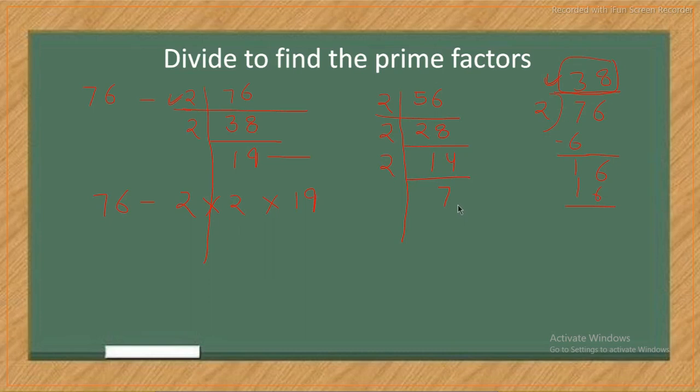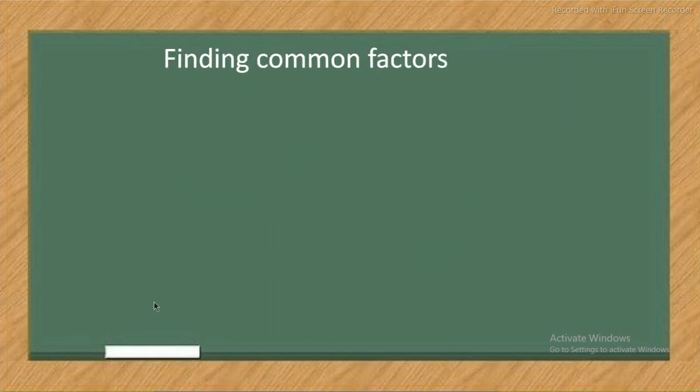Now stop the process. We have to stop the process when we get a prime number. So the prime factors of 56 are 2 multiply by 2 multiply by 2 multiply by 7. In this way you can find prime factors of any number. So I hope you understand this process. Try to take more examples and practice as much as you can, and you can learn the prime factors.